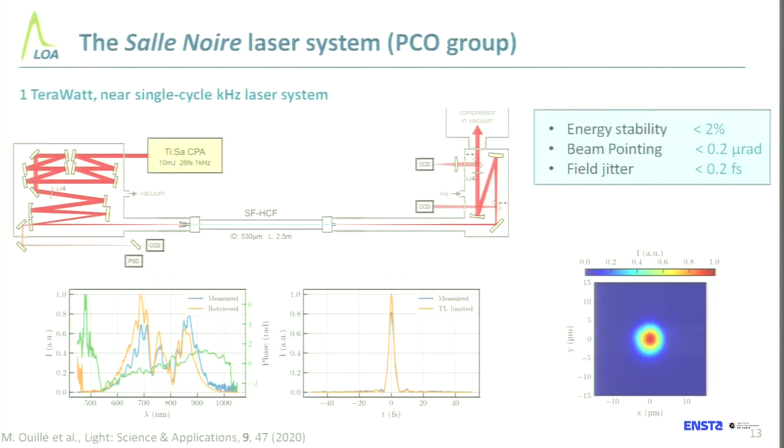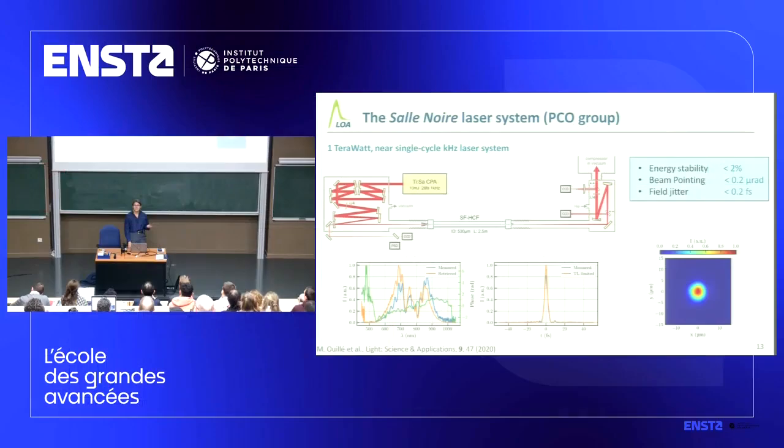This is the Salmoir laser system that I worked with, which is developed and maintained by the PCO group at LOA. This laser system is made of 2 principal bricks. The first one is a Titanium Sapphire double CPA laser that delivers 10 millijoule pulses at kilohertz with 26 femtosecond duration. This laser is focused within a hollow fiber that is filled with helium. In the fiber, there is a broadening of the spectrum. So here, you see the spectrum of the laser after the fiber. You see that the spectrum goes from 500 nanometers to 1,000 nanometers. So we have a very broad spectrum.